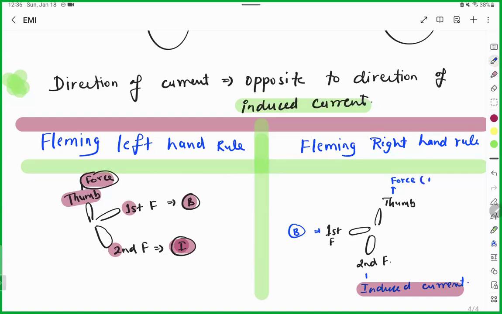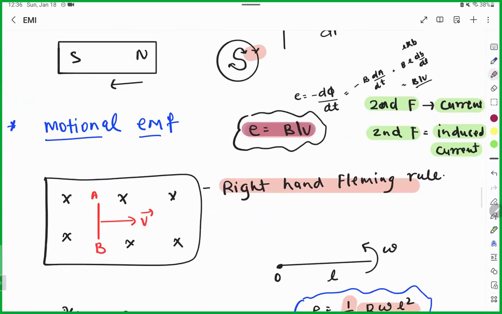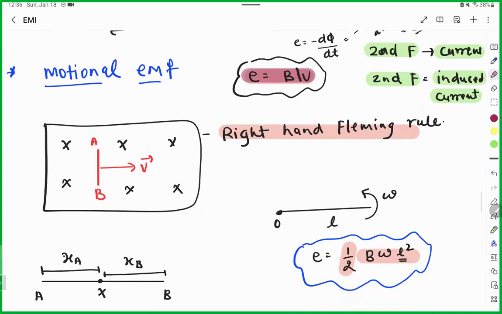Here, force means motion of conductor. Motion of conductor. Same meaning, because wherever you are moving, there you have force. Correct? So better version is motion of conductor. So when conductor is moving in this direction, magnetic field is inside, then what will be the direction of induced current? That's how we can calculate using motional EMF. Motional EMF formula is BLV using Faraday's second law.